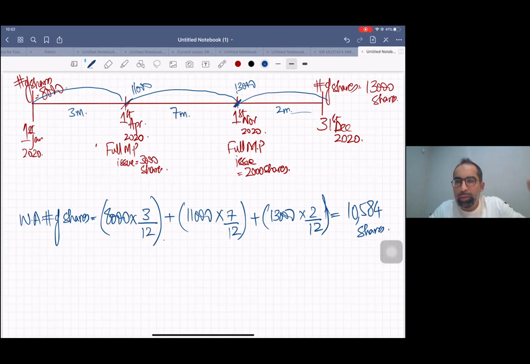Okay, so now, to cut the story short, the final summary. Whenever you see a full market price issue in the question, you need to calculate weighted average number of shares, the first thing. Number two, full market price shares are always included from the date they are actually issued. And what's the logic? Because a full market price issue is not a free issue.